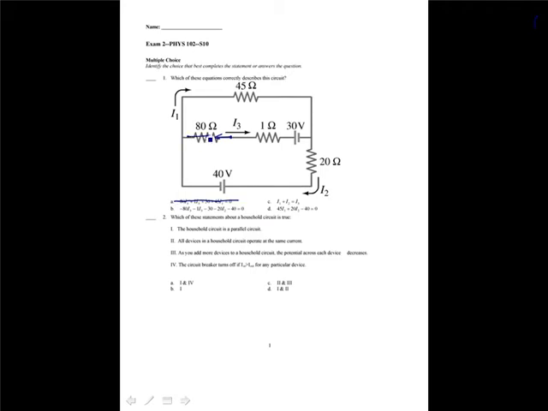That's starting here and going in this direction. Minus 1I3, that's correct. Minus 30, you're going from high to low, so it should be minus. Minus 20I2, you're going with the current, so that's correct. Minus 40 is equal to 0, so the answer is B.